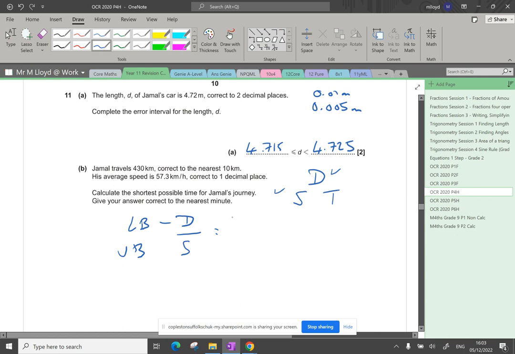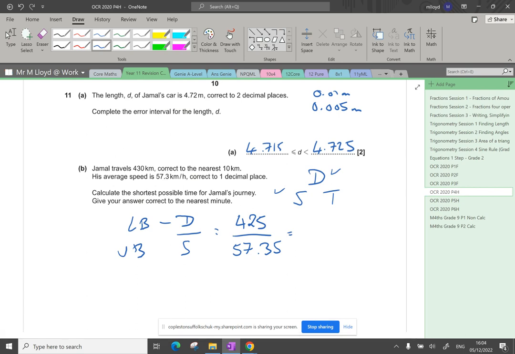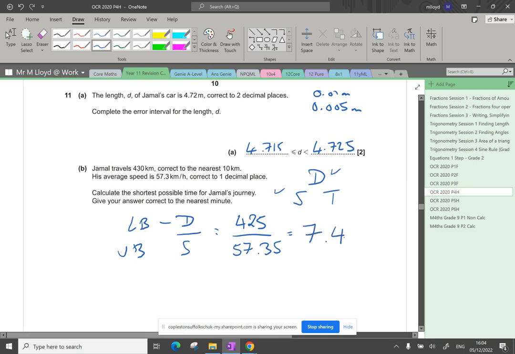So our distance is going to be 4, get it right, I want the lower bound, so it's 425. And that's going to be divided by, that's correct to 1 decimal place, and we want the upper bound, so 57.35. Fantastic. Right, let's run that through the calculator. 425 divided by 57.35. And we get 7.4106 hours.